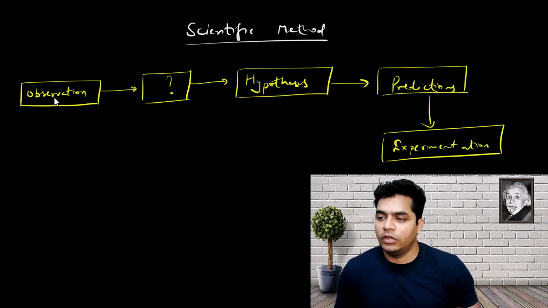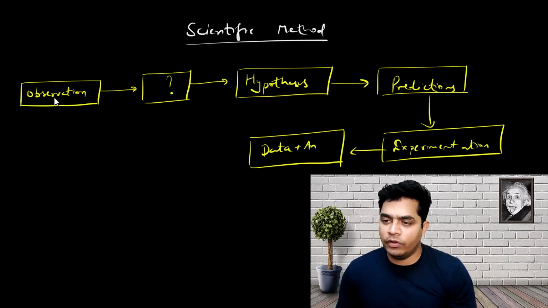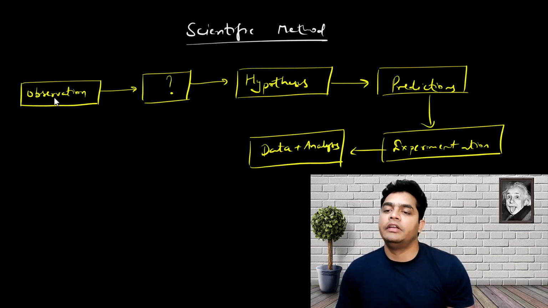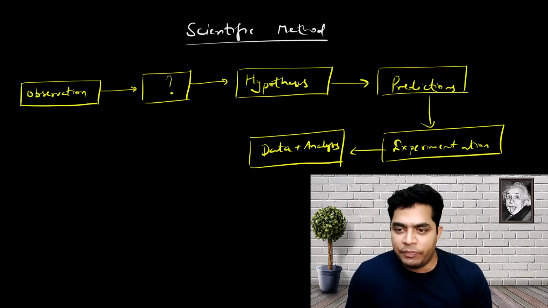Experimentation. Through the experimentation, we get the result and data. So I should write, we get data and we have to analyze the data. Now, there are two possible outcomes after the data analytics. If we get a set of data which matches the prediction, it means our hypothesis was correct.